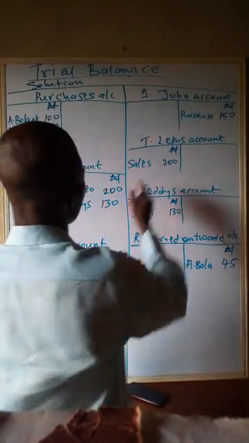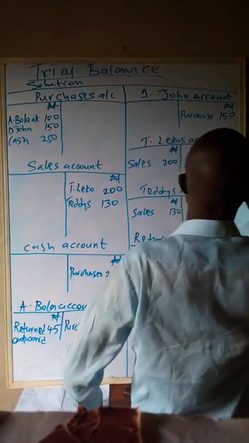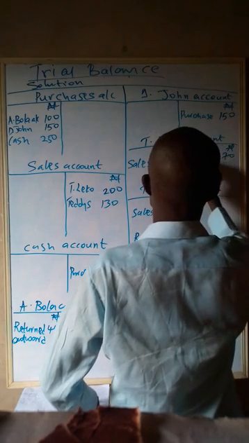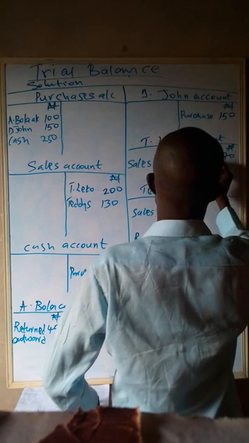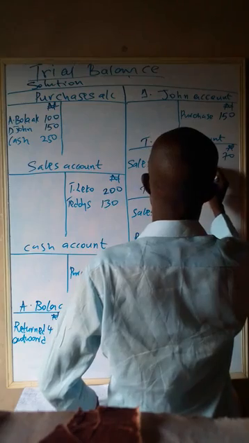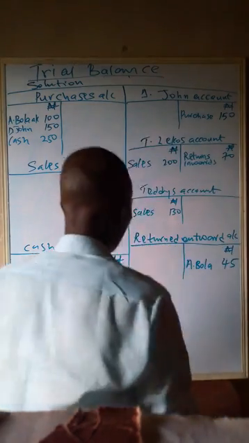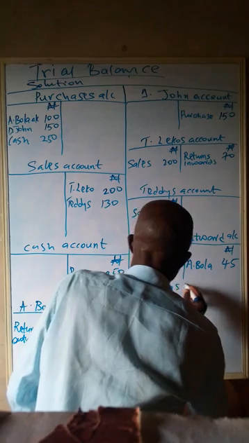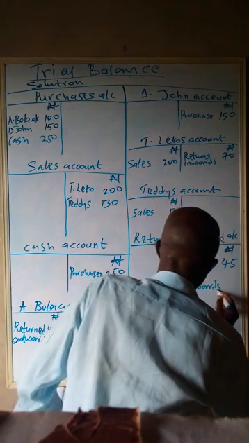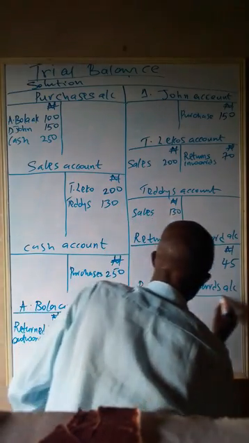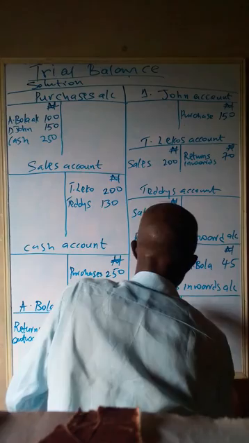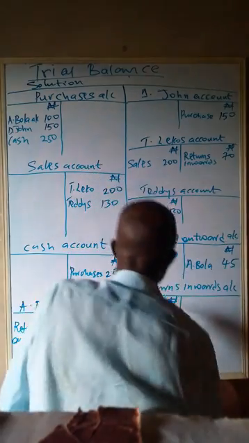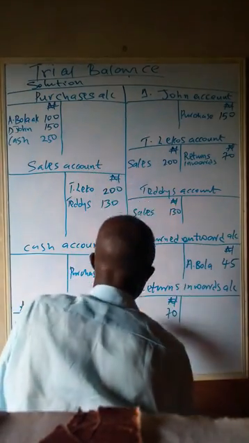17th April, Tilicos returns goods. Where is Tilicos? Out of 200 naira, he returns 70. That is a return inward account. So I open return inward account. Return inward is receiving, return outward is giving out. How much is that? 70 naira from Tilicos.